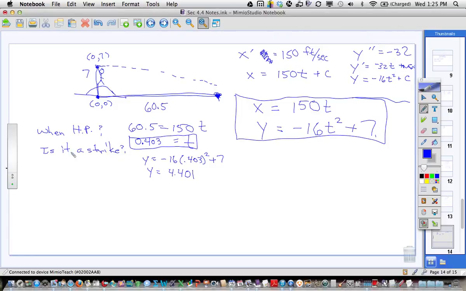When it crosses home plate, how fast is it going? How fast is the ball going when it crosses home plate? No, because it's falling. X prime is just 150. We already know that.